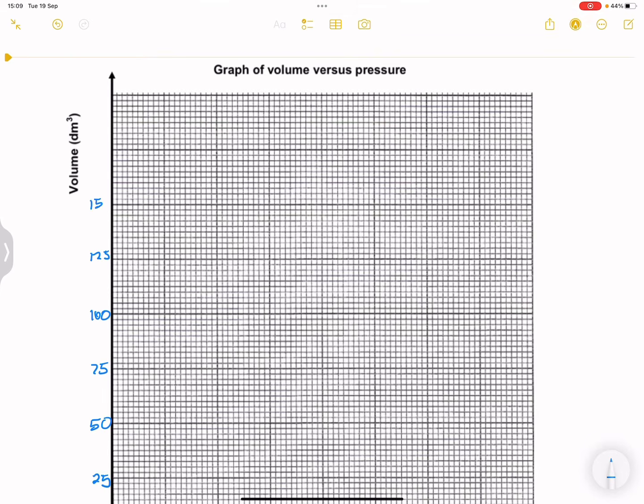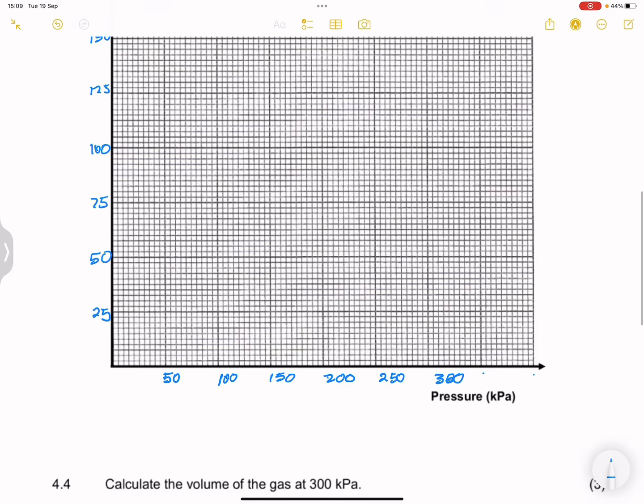That's 150. And this is 175. Okay, all right, I'm going to leave it there. If you want to, we can write down 200 over there. All right, now let's try and draw our graph as quickly as we possibly can.